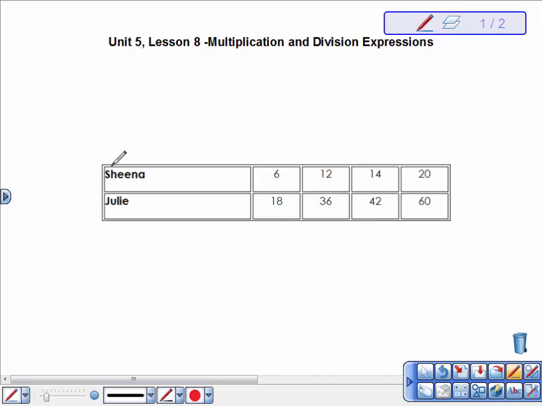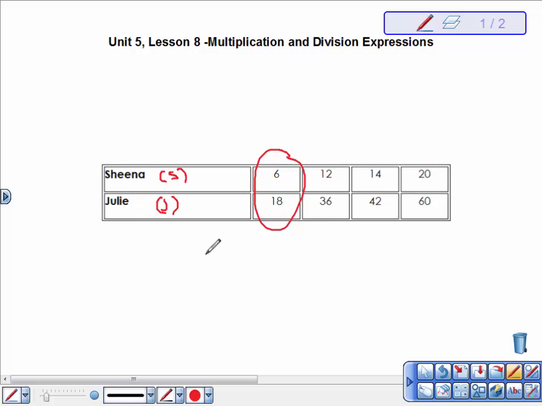So what I'm going to do is we're going to say Sheena is S, and we'll say Julie is J. Now, let's take a look at our first set of numbers. So we start with 6, and we get to 18. Well, I want to figure out if I start at 6, how can I end up with 18? Well, I'm getting bigger as I get to my second number, so I'm either going to add or multiply. If I add or multiply, I get bigger. If I am getting smaller, I subtract or divide.